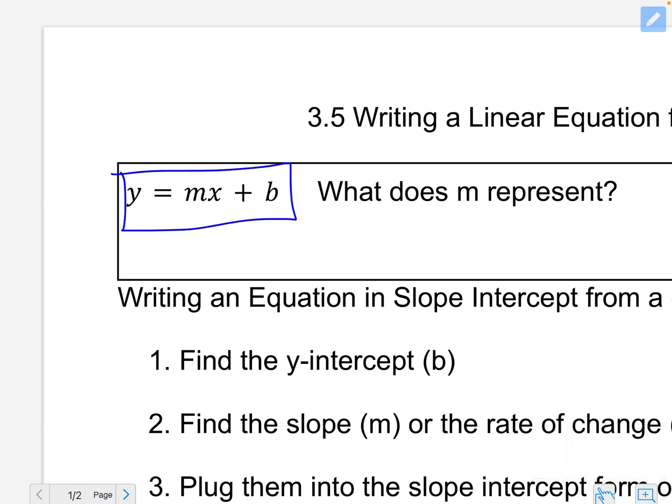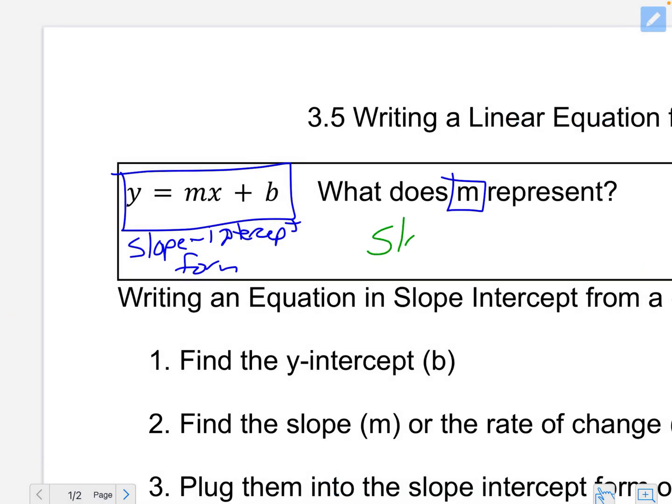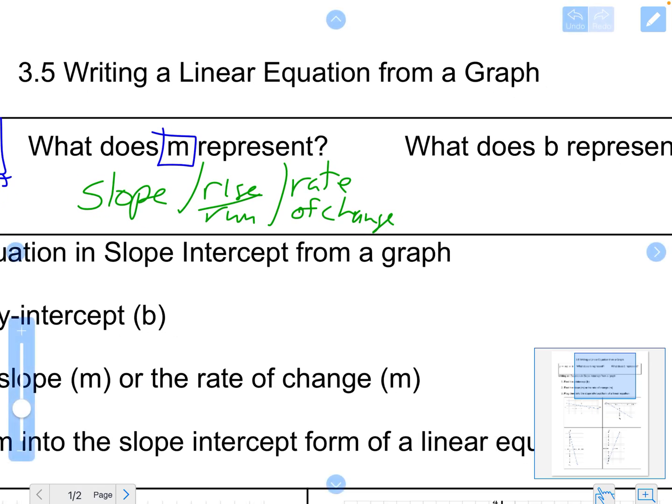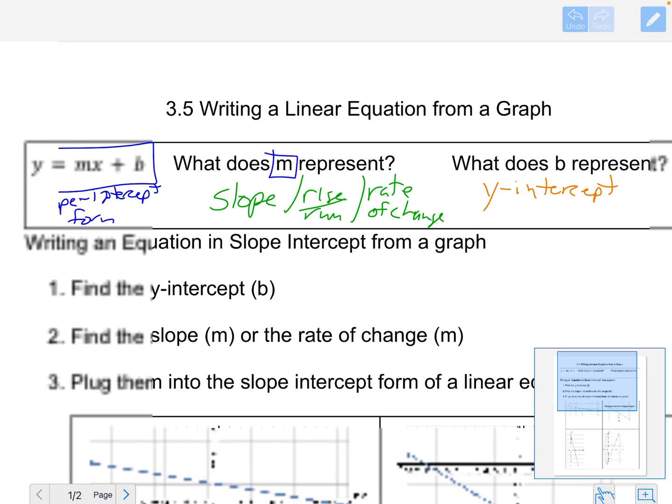So y equals mx plus b is my slope-intercept form. What does our m represent? Our m represents the slope, or the rise over run, or the rate of change. The b represents our y-intercept, or where our line crosses the y-axis.